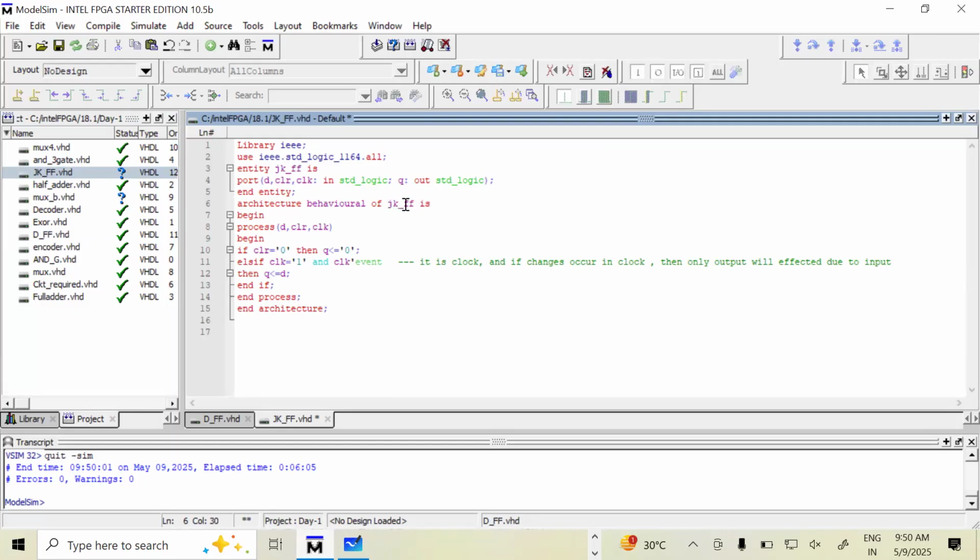JK flip-flop. Input is J, comma K. CLR, clock is okay. Q is output, fine. It will be J and K here. J, comma K. If CLR is 0, then Q is 0. Fine. If clock is equal to 1 and a clock event, then you have to write the conditions here.